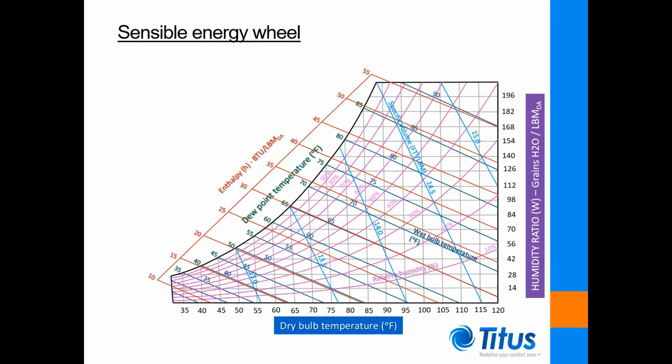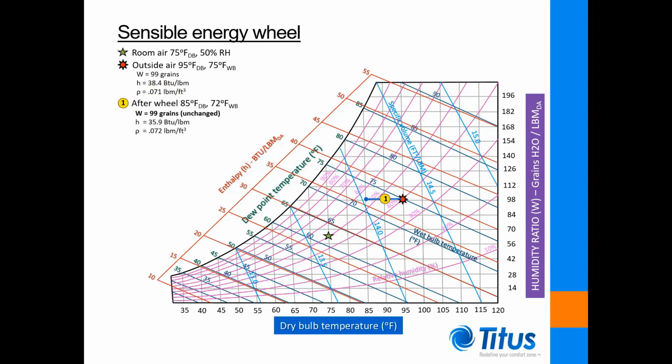Now let's use the psych chart to illustrate the wheel's sensible heat transfer process. First of all, let's plot our room and outdoor air design conditions on the psych chart. The process can then be depicted as a horizontal line labeled 1. For our example, let's assume the outdoor air leaves the sensible heat wheel at 85 degrees dry bulb. As the humidity ratio remained constant throughout the sensible cooling process, we can now quantify its wet bulb temperature, its enthalpy, and its specific gravity and/or density.